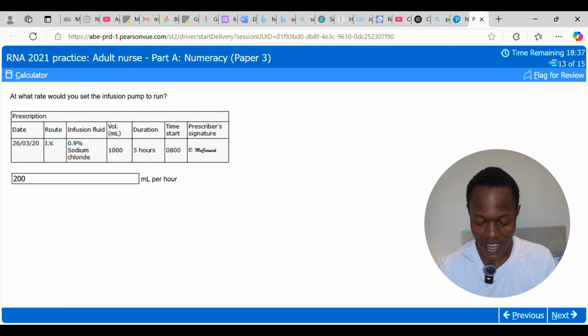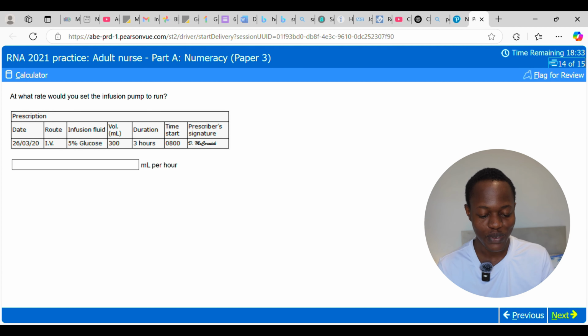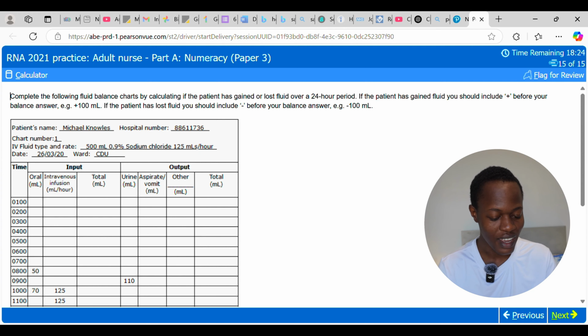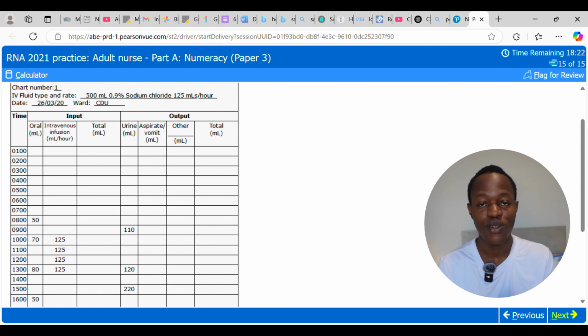200 mil per hour. So we have another one, 300 mil to run for 3 hours. Again, 100 mil per hour. So some of these questions can be very simple, honestly. Now we have the fluid balance chart.